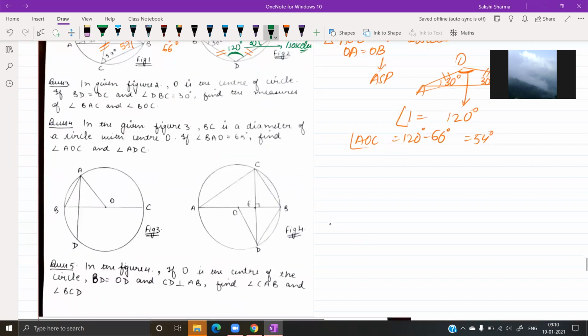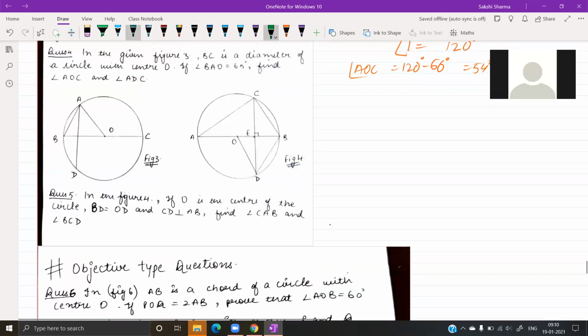Question number 4. In the given figure 3, BC is the diameter of the circle with center O. Angle BAO is 65 degrees. Find angle AOC and ADC. Actually, DC is not joined, so you would like to just join this. These are the two angles you want to find out.